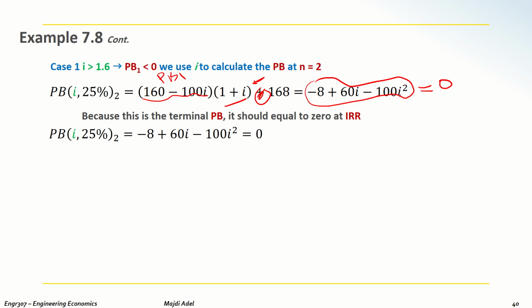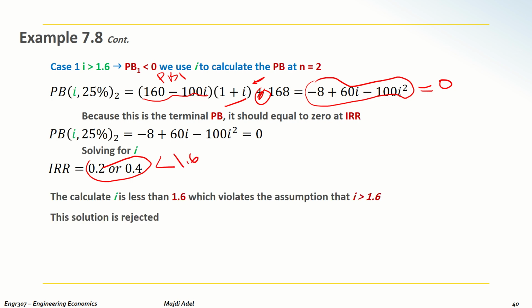And also, there is another thing: this value of I is less than 1.6. And if you remember, at the beginning we assumed that I is greater than 1.6. Since the solution violates the assumption that I is greater than 1.6, this solution is rejected.